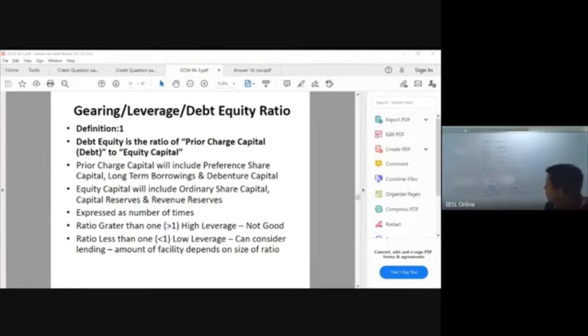Therefore, the total debt capital is 350 plus 150, 500,000, and compare it with the total capital. Here the total capital, equity capital plus total debt capital, 1,980,000. Therefore, the ratio is 0.25, again less than 0.5, low geared company. In the two situations, we can see this company is a low geared company where you have a chance to lend more to this company.